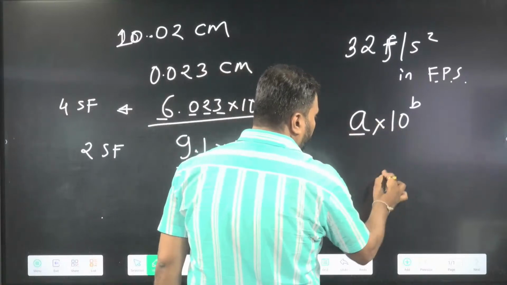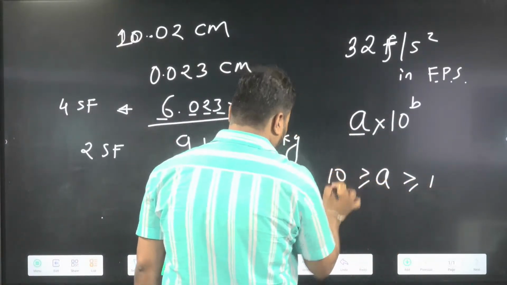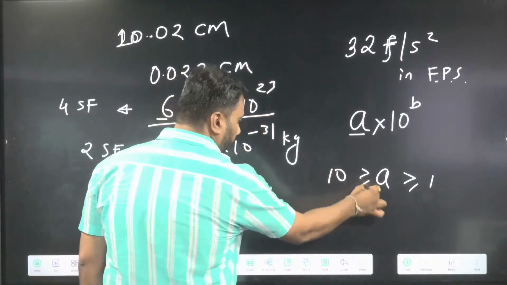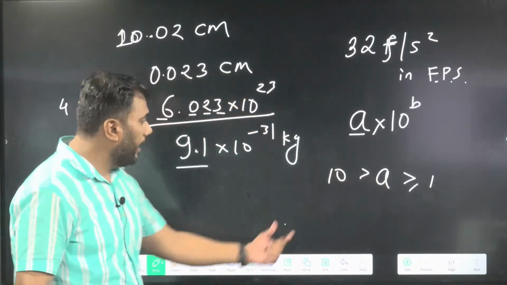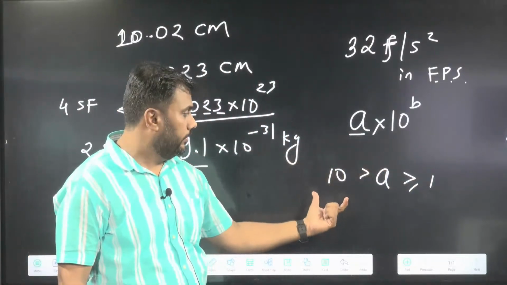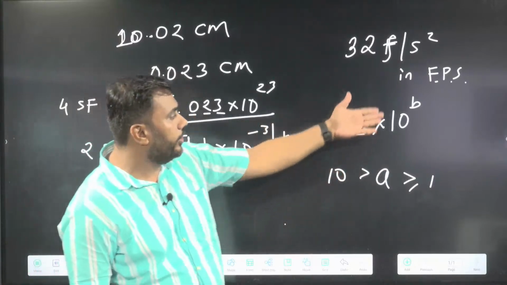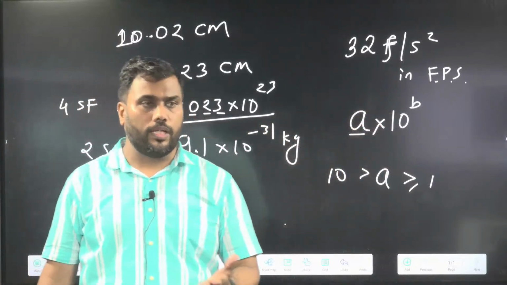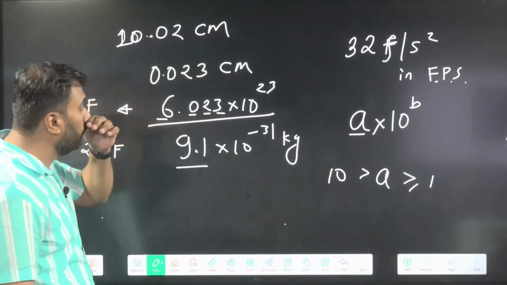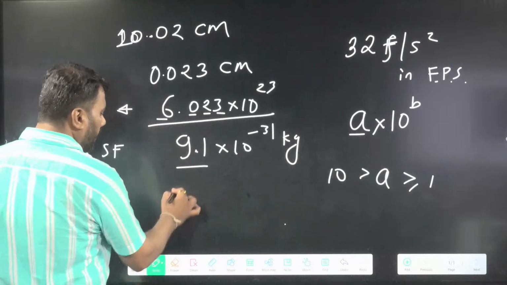In scientific notation, we always try to keep the value of A between 1 and 10. There should not be an equal sign here. So in scientific notation, we always write our numbers as A into 10 power B. All this data you are already remembering is in scientific notation. I can give you more examples.